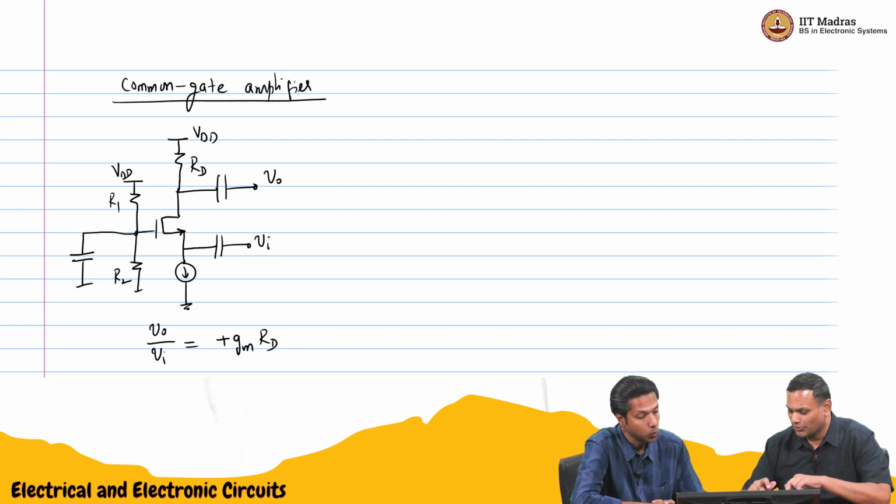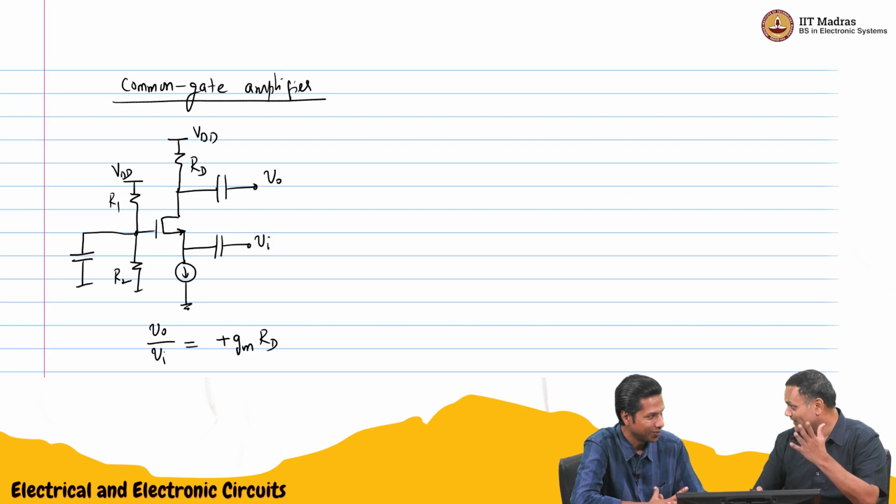This is great. It has a positive gain. In fact, that's what we saw there also. Negative gain amplifier, positive gain amplifier. You can cascade the two. Gains will get multiplied. You can do all kinds of things.